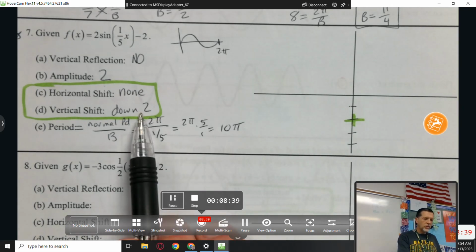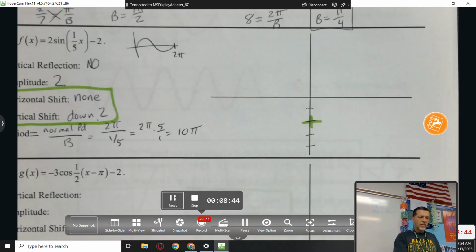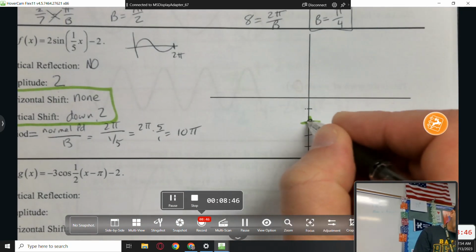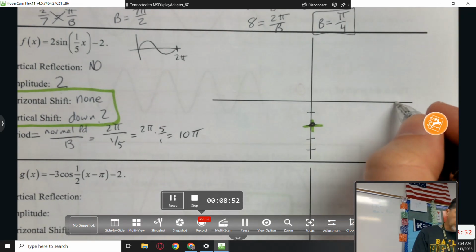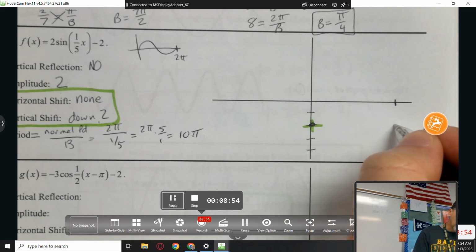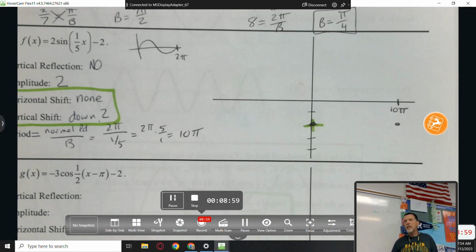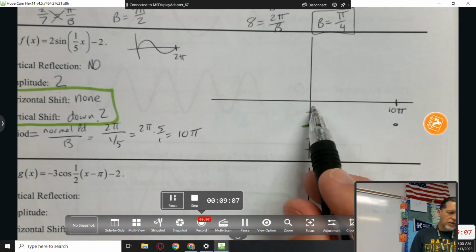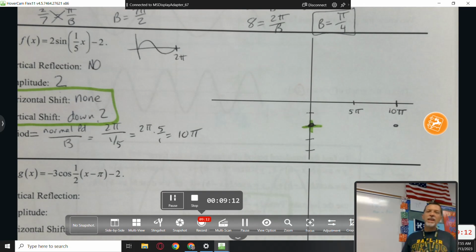Going down 2, handle the horizontal shift. My period is 10 pi. So I know sine starts at the 0, and it ends one period away. If I want it to end right there, then I need to make that 10 pi. All right, what would be halfway between 0 and 10 pi? 5 pi.